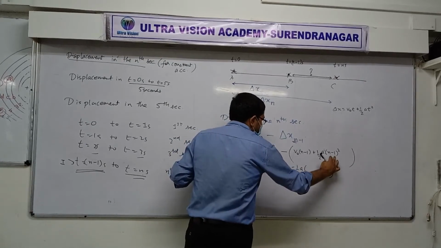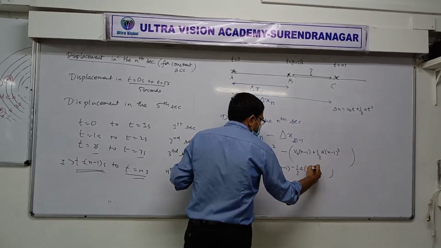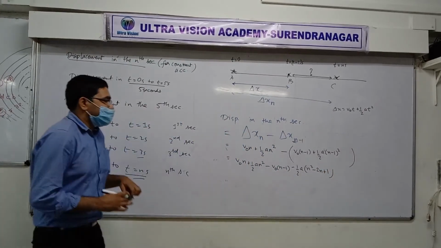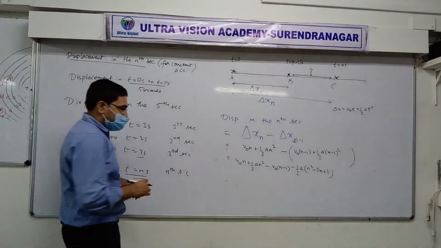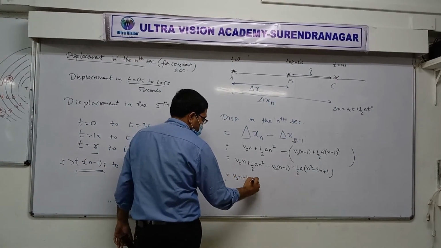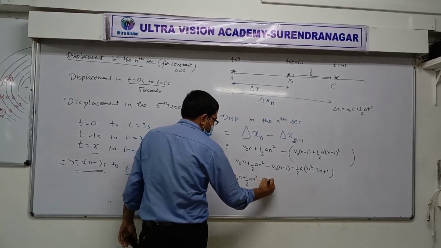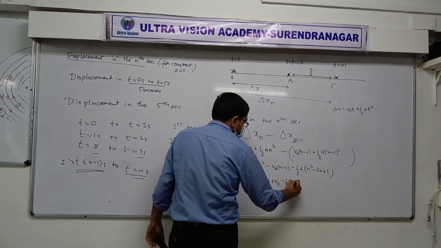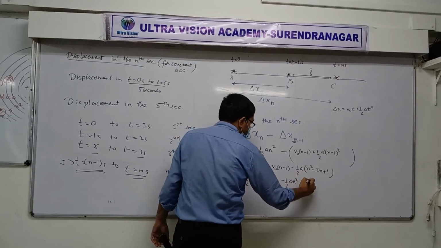N square. N square minus 2n plus 1. Okay or not? Yes. Now open all the brackets once again. Minus plus v0. Again minus plus.